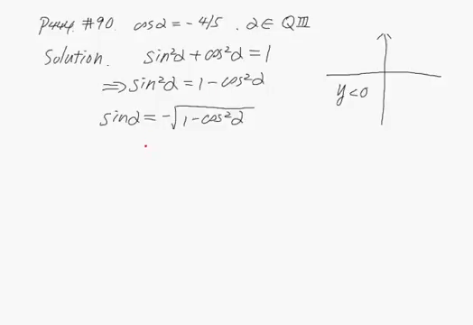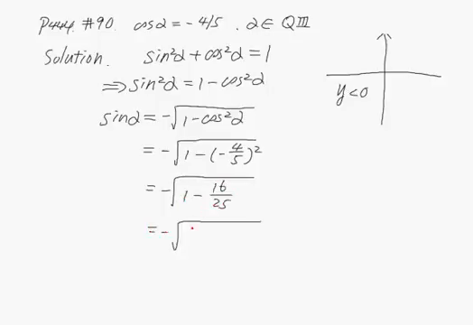Now you can plug in the value for cosine alpha into this expression. You have the negative square root of 1 minus the square of negative 4 over 5. And this is equal to 16 over 25. So 25 minus 16 over 25, and you get 9 over 25. Right? Take the square root. Finally, you get negative 3 over 5.